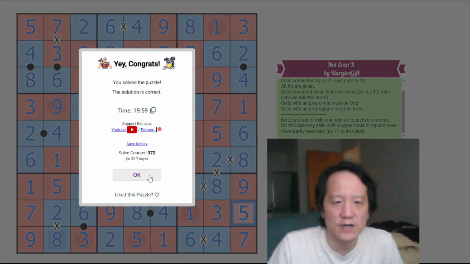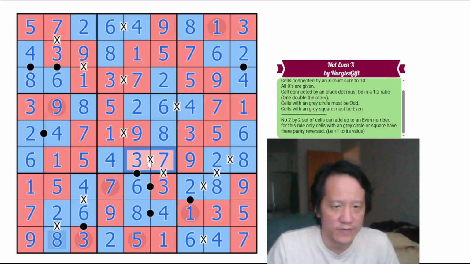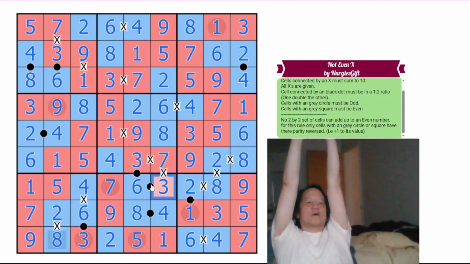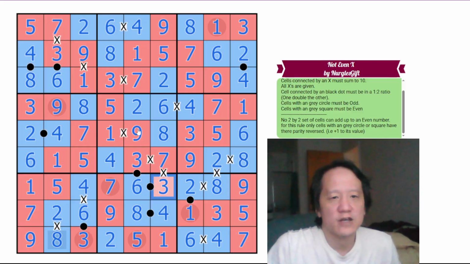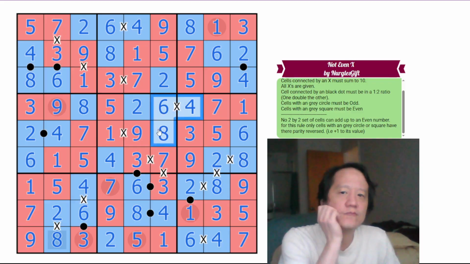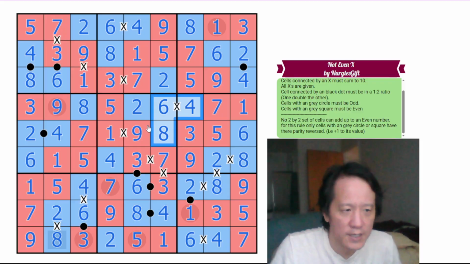And that's how you solve it. Very nice use of the no 2x2 set of cells can add up to an even number. That was very cool, actually. A very nice use of parity to restrict things, and it fit very well with the odd and evenness of the first the circles and squares, but also the X's, right? So pretty cool. Nice little setup.